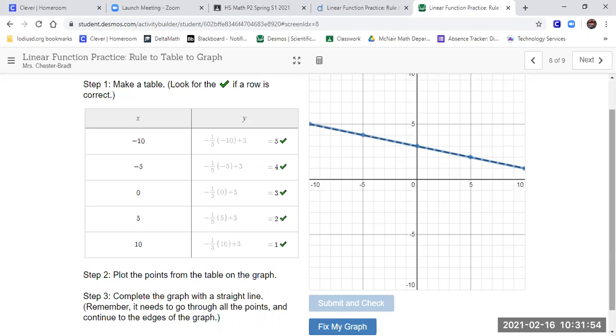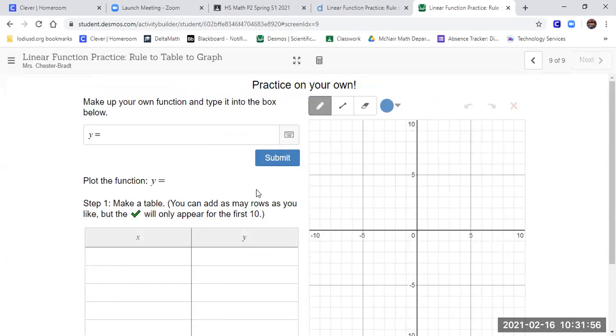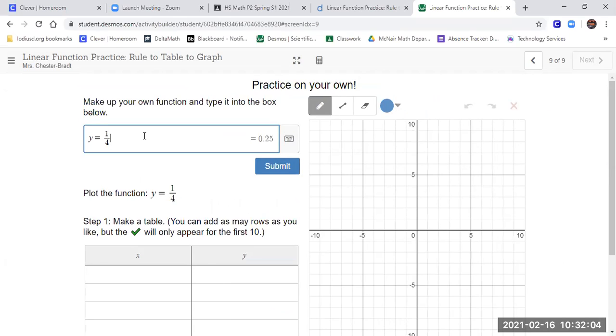So we're now going on to slide 9, and I am giving you one that you need to do. That is the one I want you to do. Type that into your screen. Everyone should be on slide 9 now. This is the equation you're going to do. So type that into your response and hit submit.